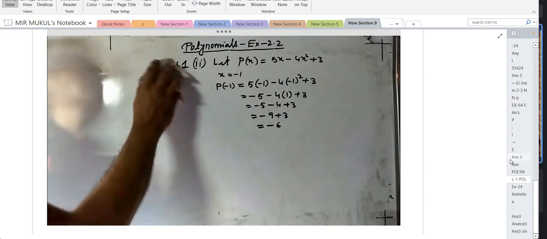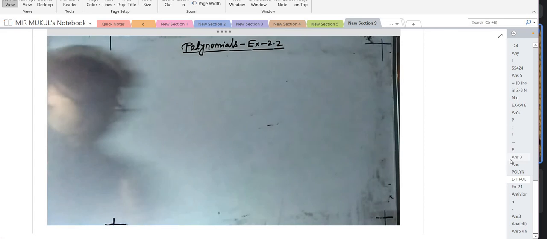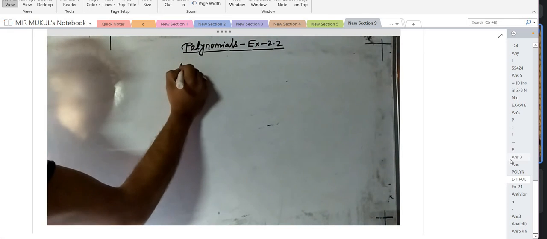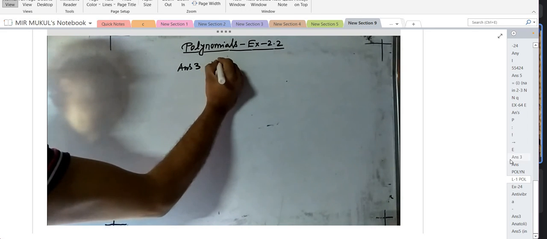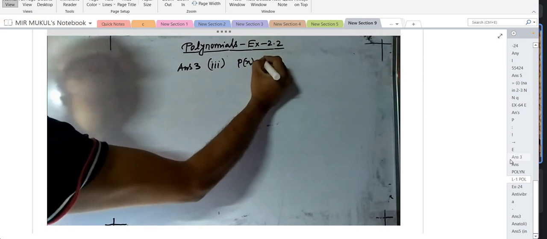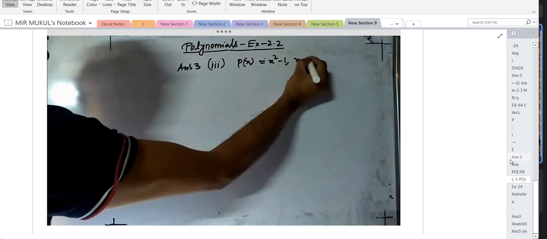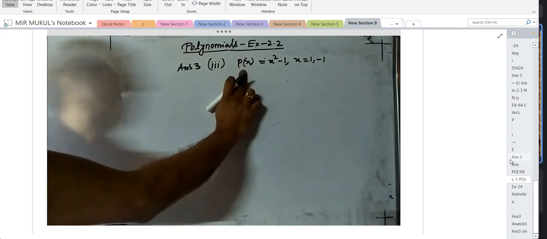Now question number 3. Read that question carefully. Here we have to check whether the given numbers are zeros of the given polynomial or not. Answer 3. The third part I am doing. It's the third part. p(x) is given as x square minus 1. We have to check x equals to 1 and minus 1. Are these two numbers zeros of p(x) or not?